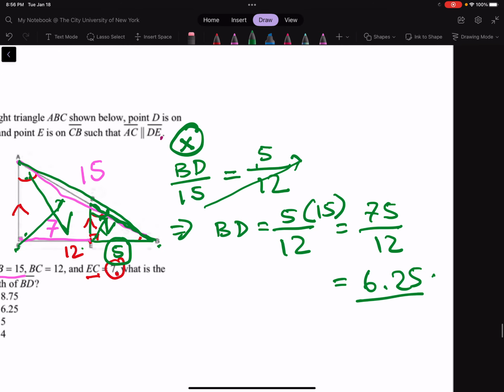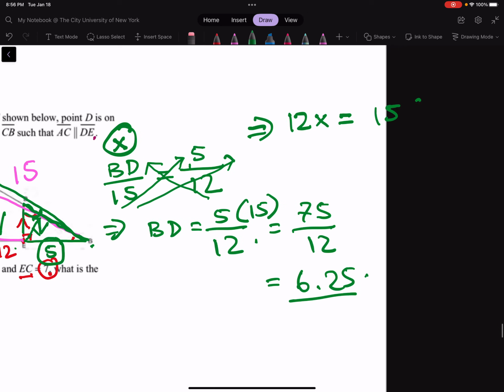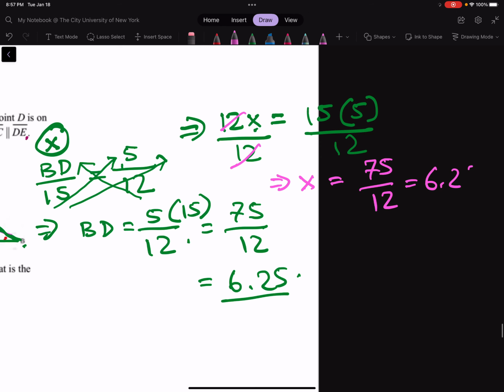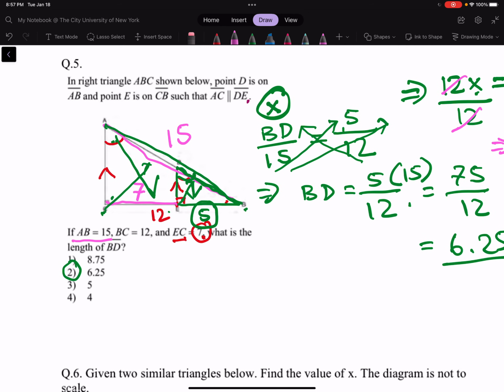Okay. Or the other way of doing, if it doesn't look critical to you, you can cross multiply. So 12x, or BD, let it be X, and then 15 multiplied with 5. So now you need to isolate X. So you divide by 12, divide by 12. So what you get is 12 cancels out. X is 75 over 12. And once you divide, you get 6.25. Okay. So your choice is this.